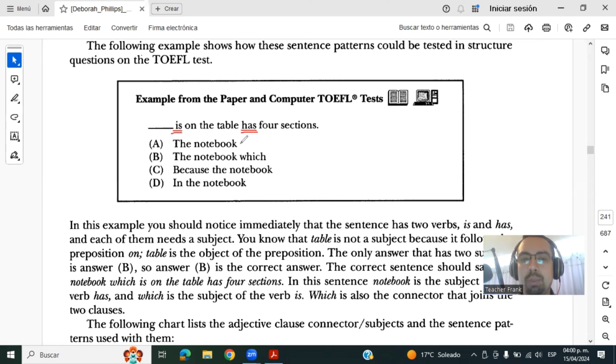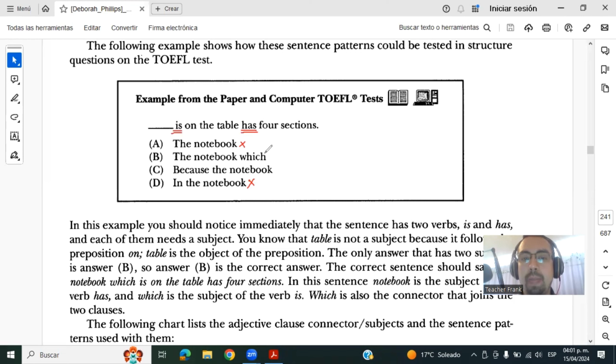So let's see, the notebook can't be, because this only has one noun, right? One subject, the notebook. The notebook, which could be, we have a subject, we have a connector, and then all of that can be part of the next verb. Because the notebook could be in the notebook, can't, because in is a preposition. Okay, so let's try: the notebook, which is on the table, has 4 sections.